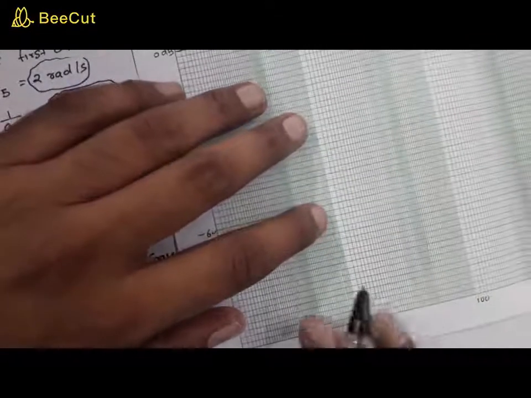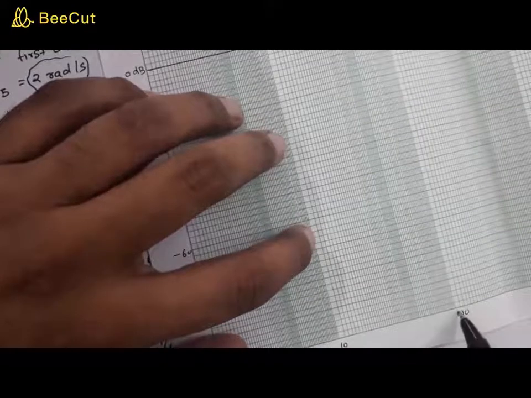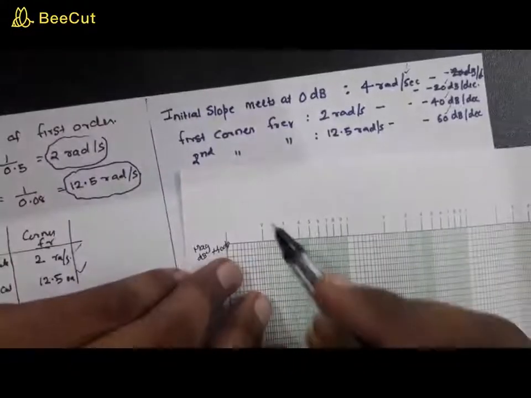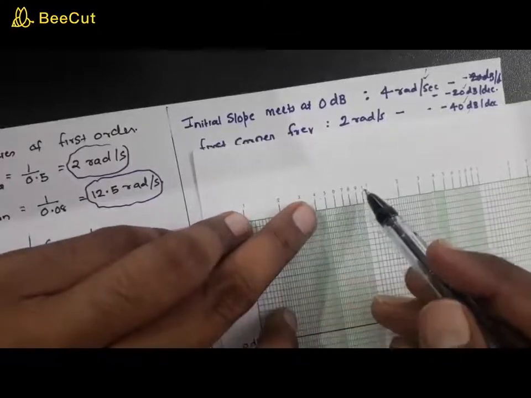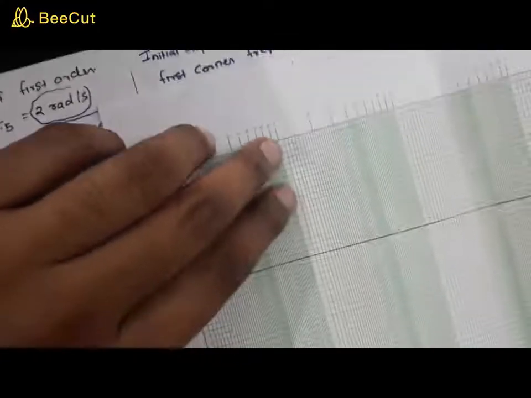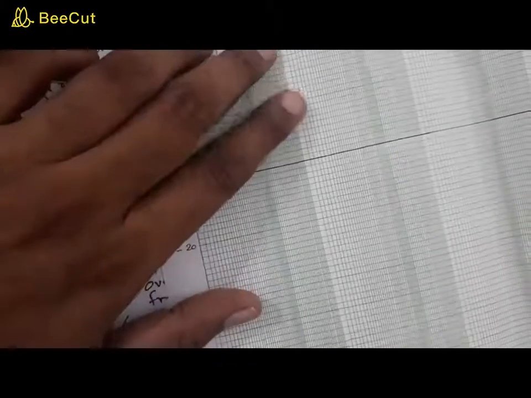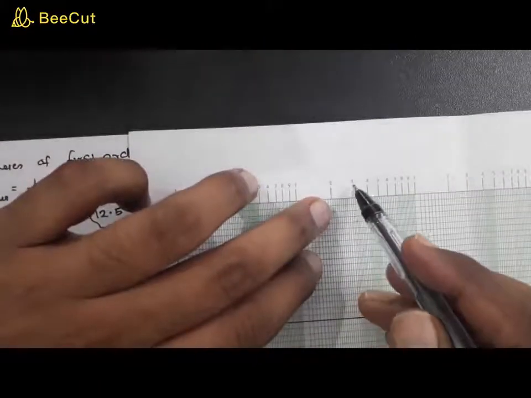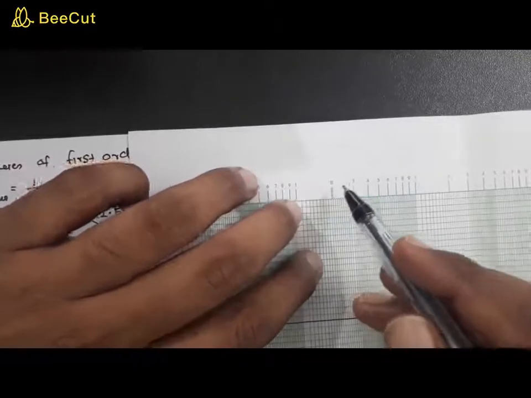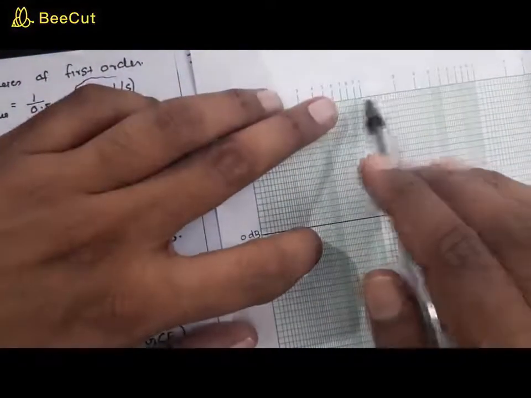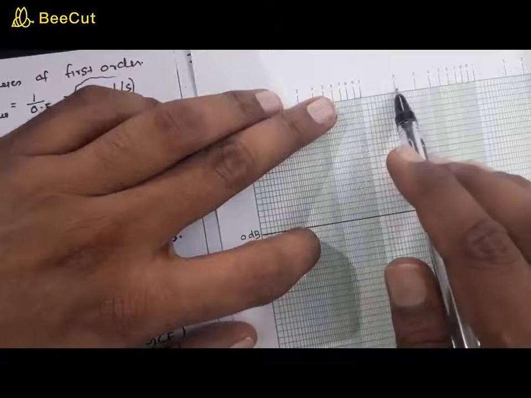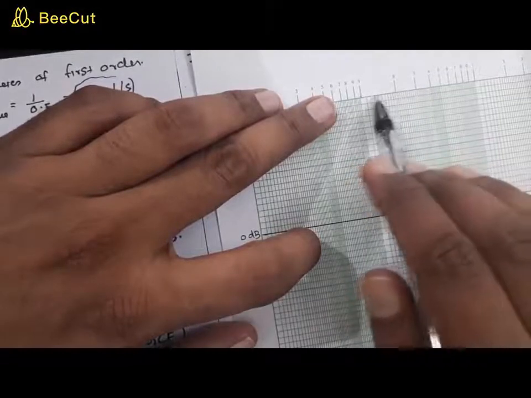Now what about 12.5? 12.5 comes between 10 and 100, and I have already told you yesterday that since this starts from 1 radian per second, this must represent 2, this is 3 radians per second, 4 radians per second, and so on. Now when it comes to this, the decade has changed to 10. Now you have only the multiples of 10. That means this must be 20, this must be 30, this must be 40. So your 12.5, one of the corner frequencies, has to come in between these. Since this is 10 and this is 20, 12.5 has to come between them, and we will find that out.